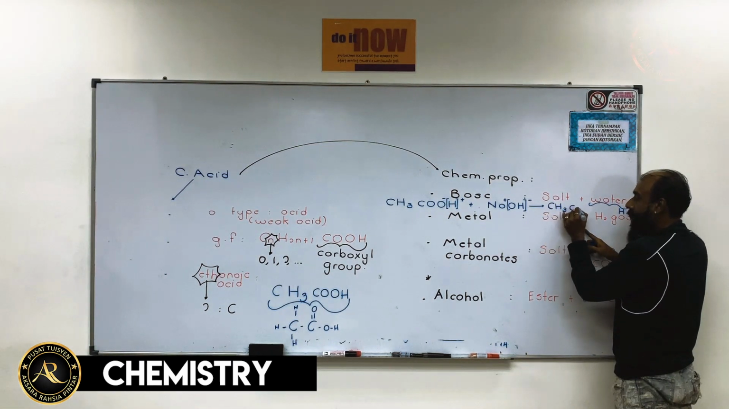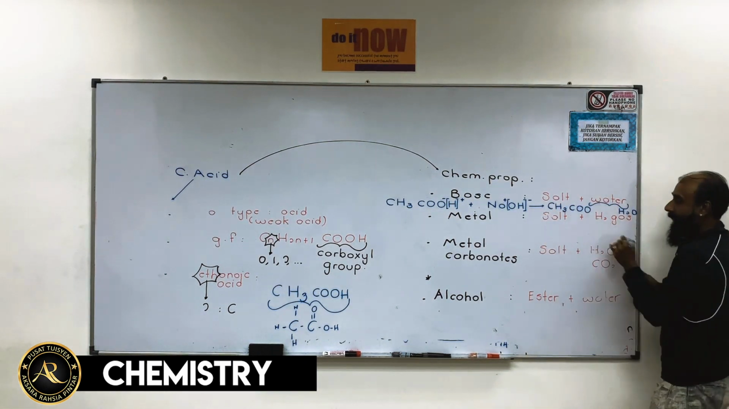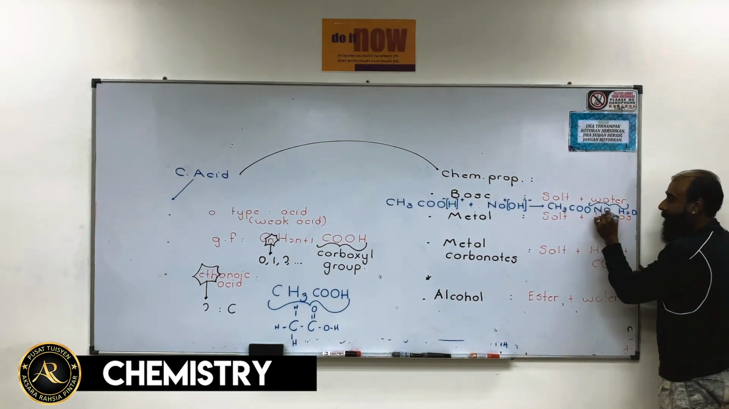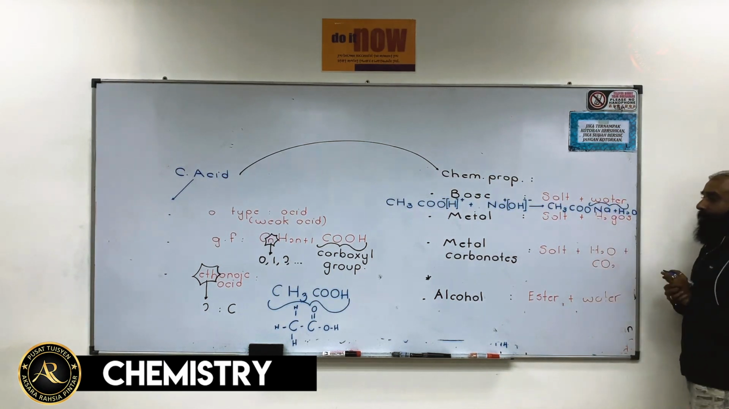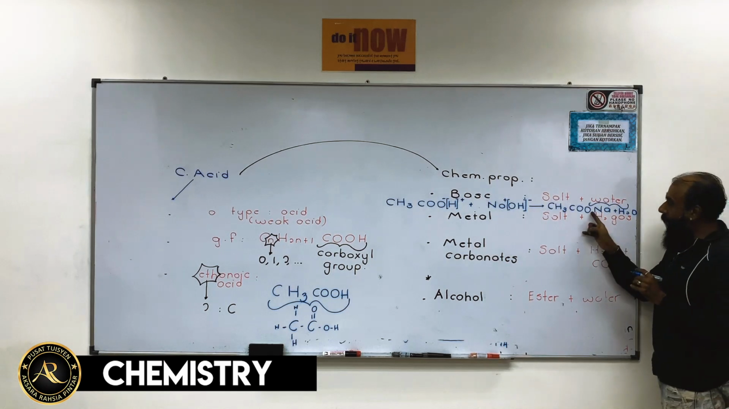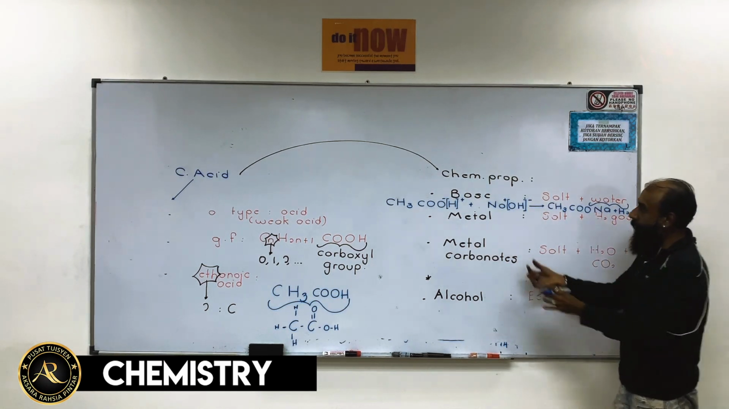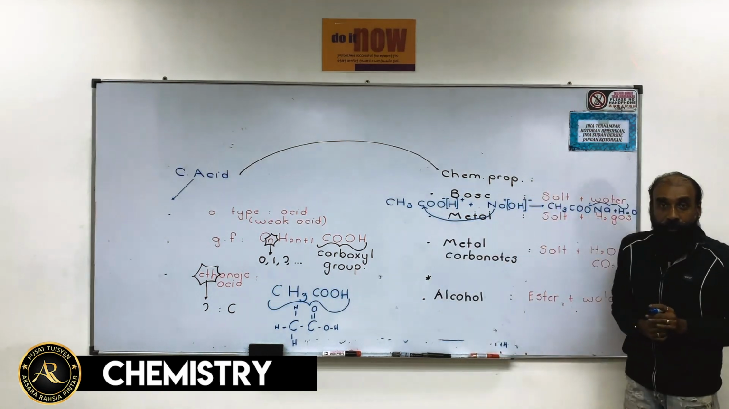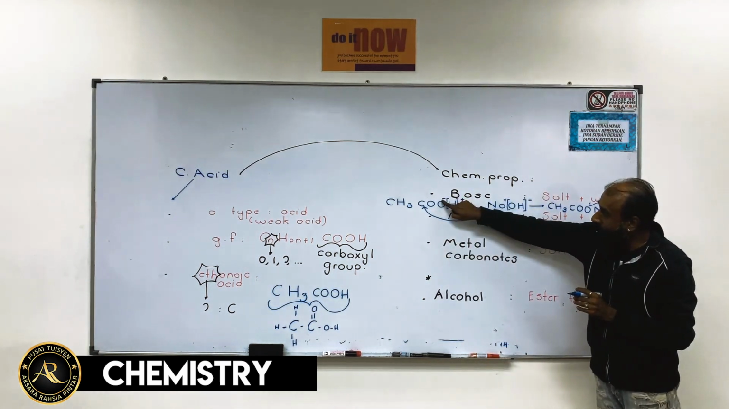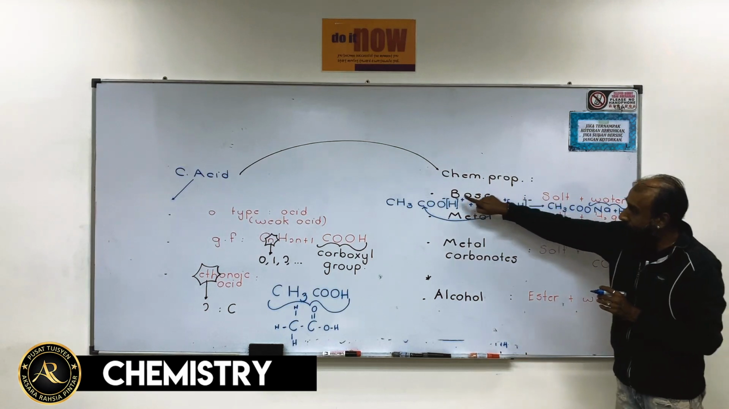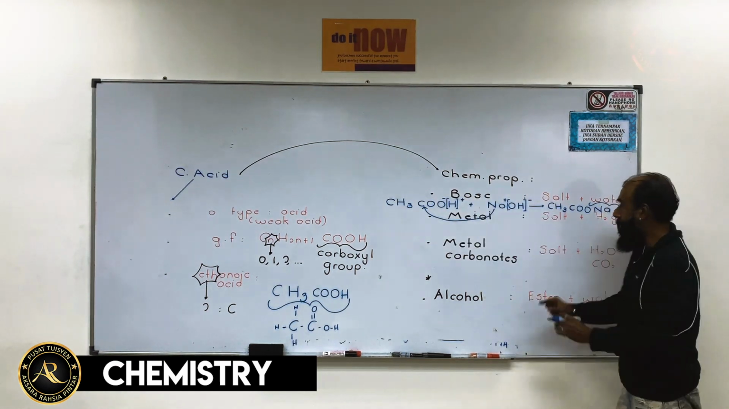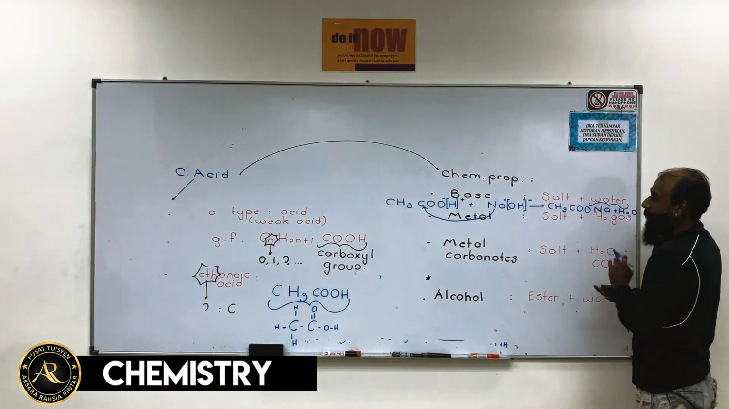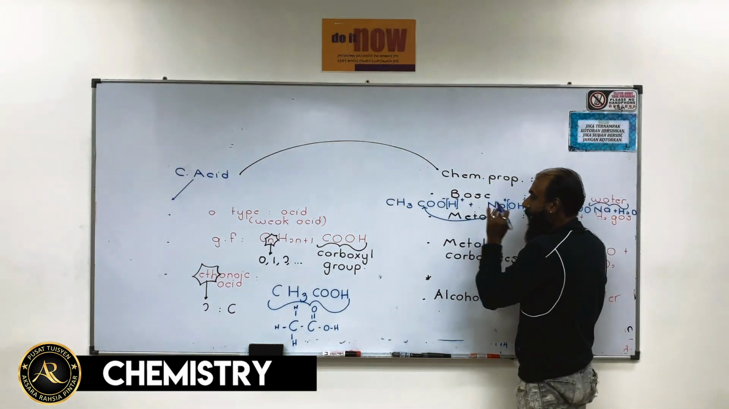CH3COO and Na. Why is there no number when I take this and join here? Remember your Chapter 3 from Form 4? When the charges are the same number, eliminate, join and write the product.